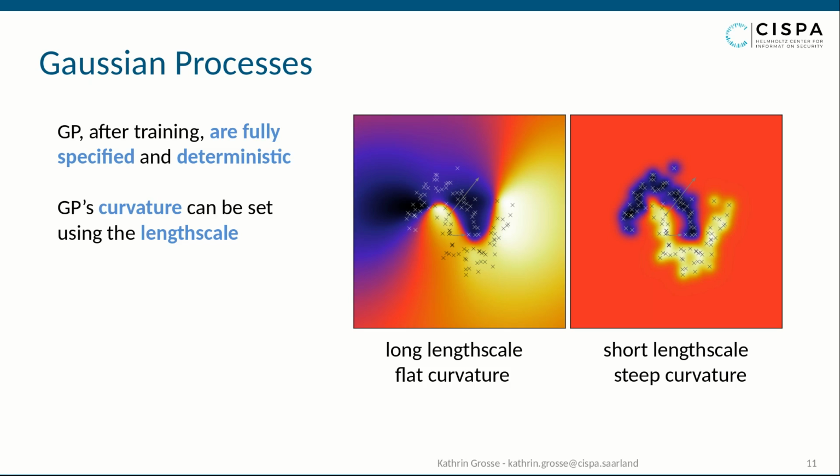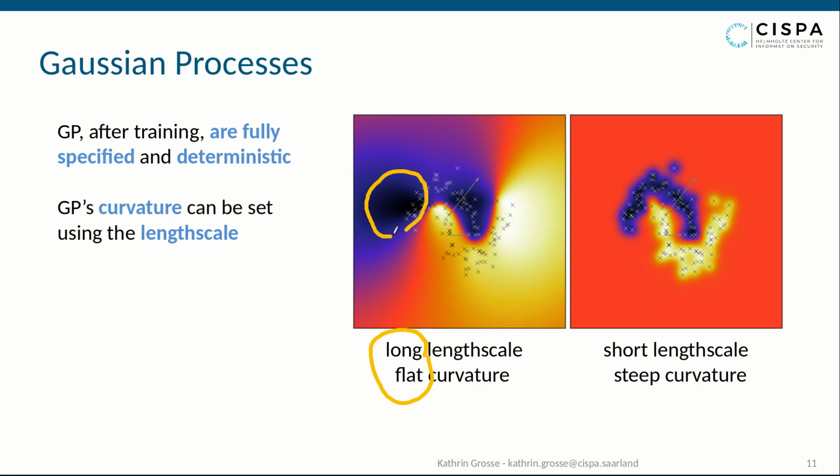And this is what we see in this figure. On the left-hand side, we set a long length scale. This leads to a flat curvature. The classification area where there is a confident output for a class, here denoted by white and black, is moving far away from the data. So this area is huge because the curvature is flat.